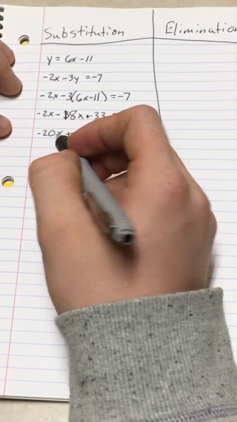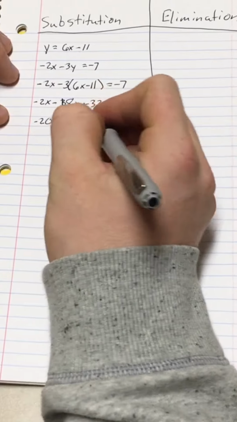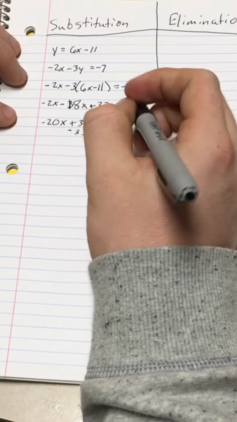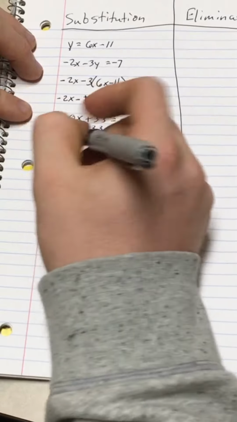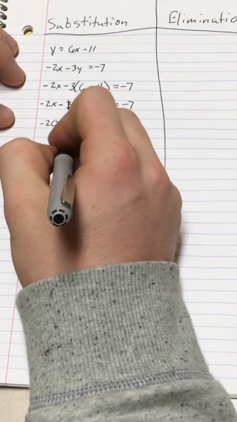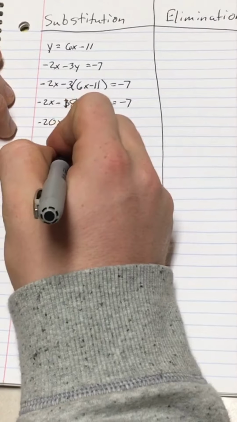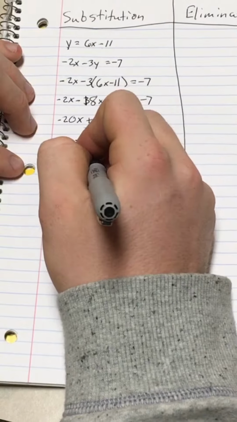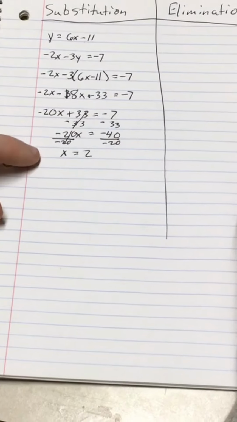And then from there, we're going to subtract 33 from both sides to get negative 40. We're going to bring this down so that cancels out, and I got negative 20x. And then we're going to divide by negative 20 on both sides. And we're left with x equaling 2.